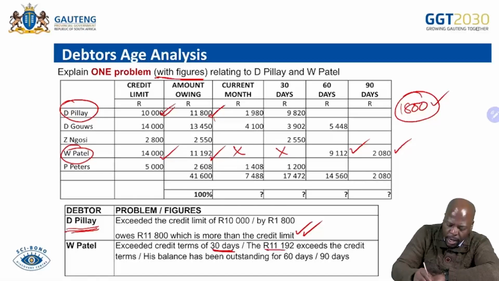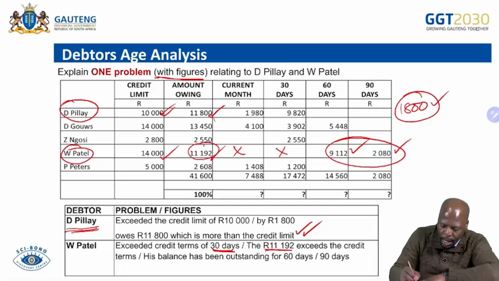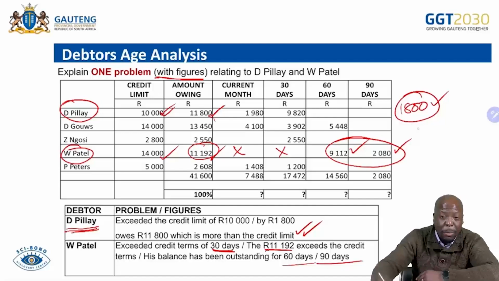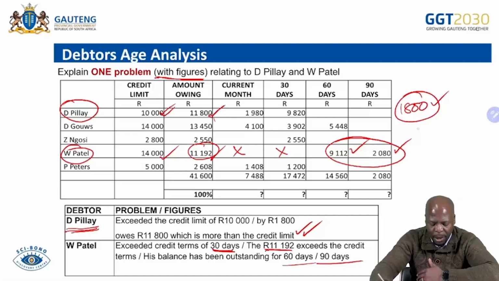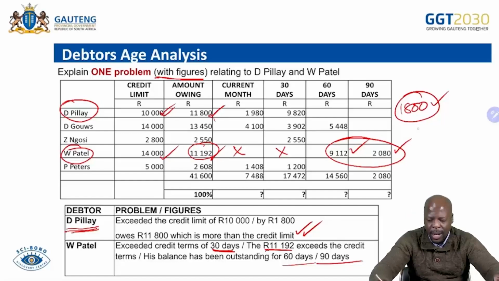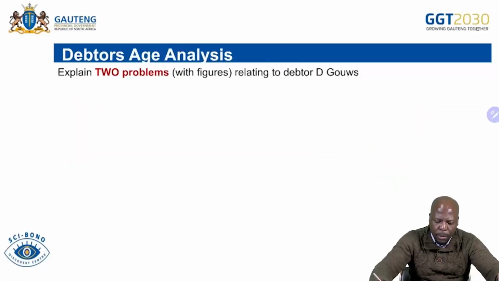The 11,192, which is the total of these two, which is this one here. The 11,192 exceeds the credit terms. His balance has been outstanding for 60 and 90 days. So he is not complying to the credit terms because his balance is falling over 60 and 90 days. And the total is 11,192. So that is the problem with Mr. Patel. And explain two problems relating to Mr. D. Gauss, but you need figures as well.